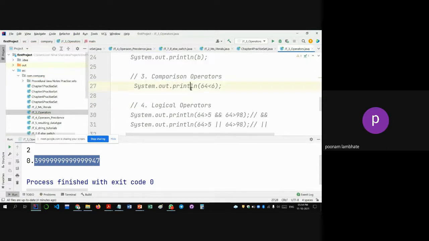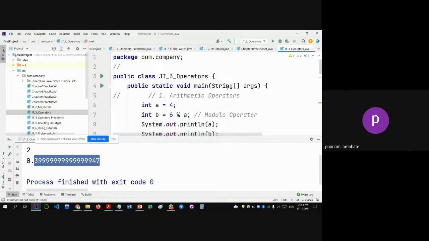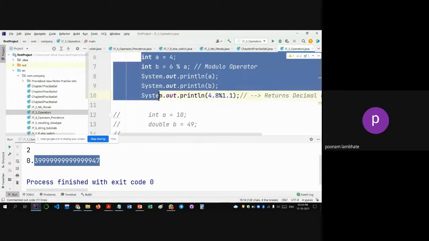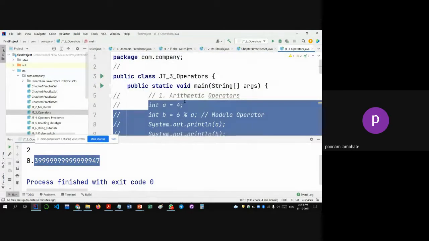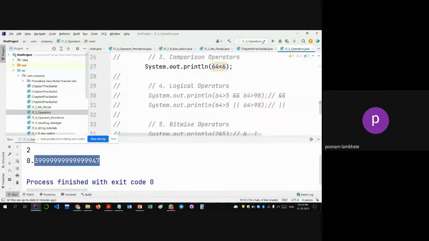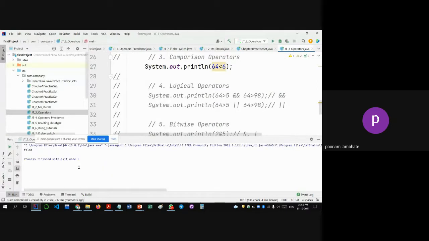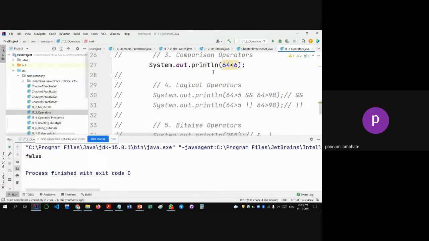Then comparison operator. So let us run this comparison. The output will come in terms of true or false. See, false, because 64 less than 6 is false. Okay, so false.